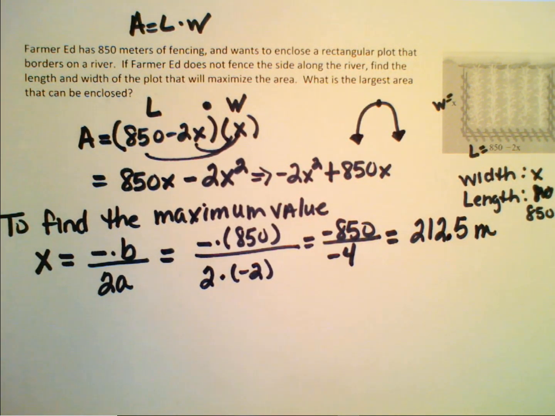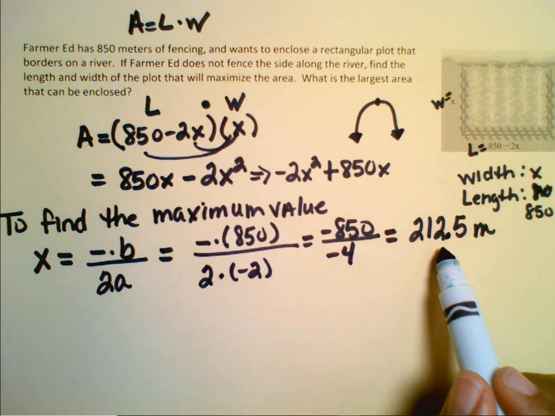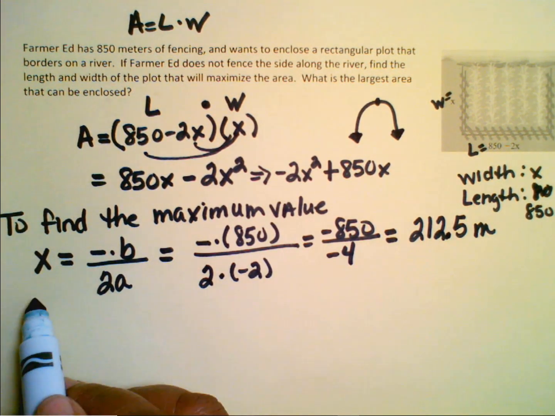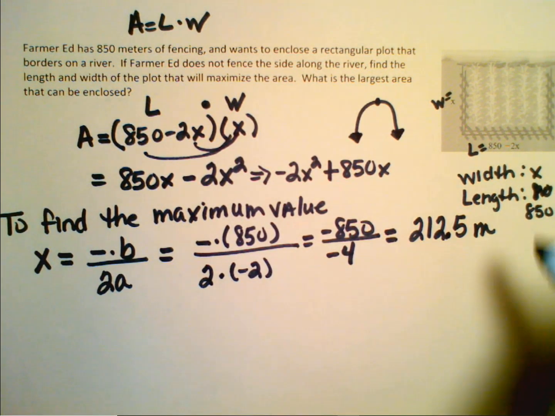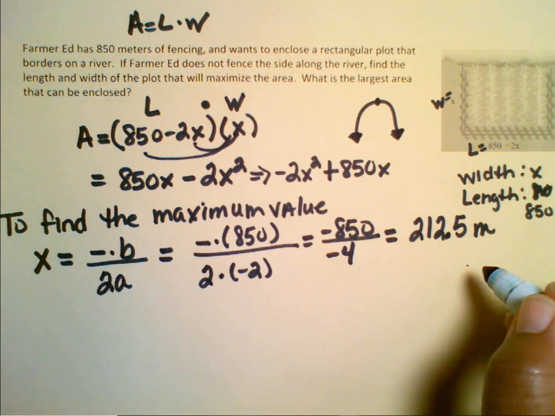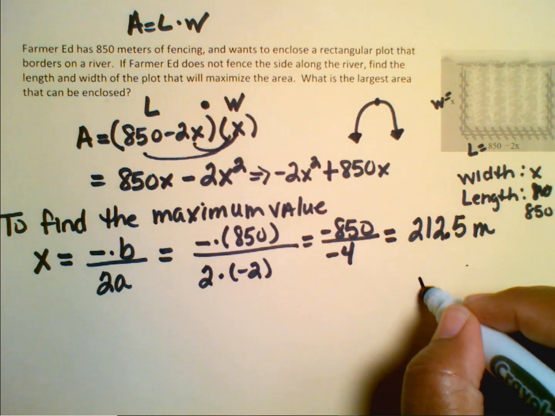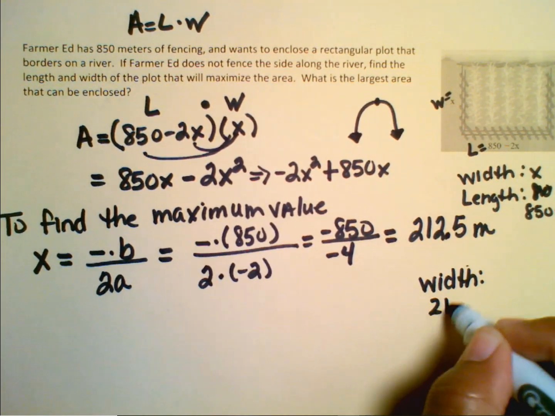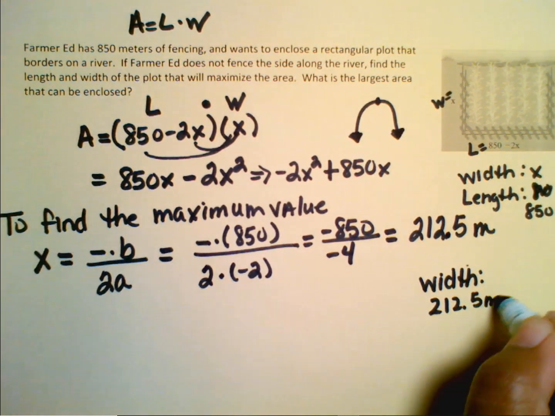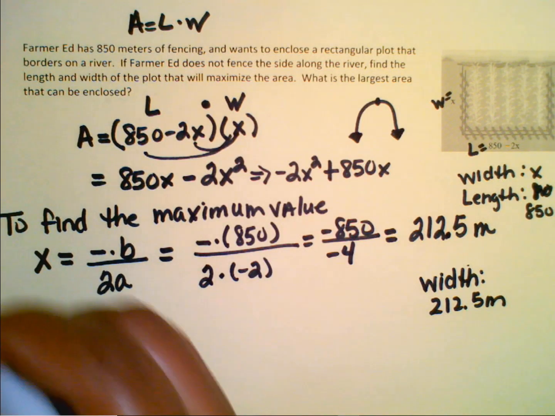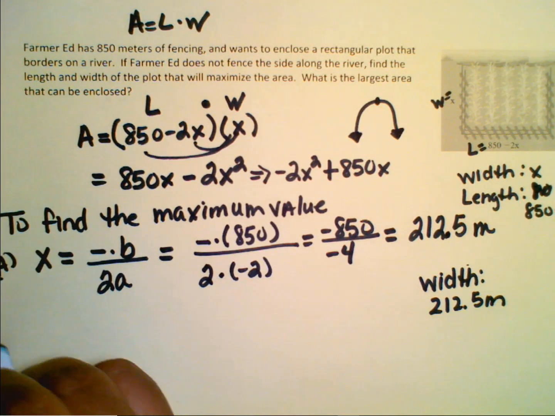So what is 212.5 meters? We said let x represent the width. So the width here is 212.5 meters. Now we need to find the length.